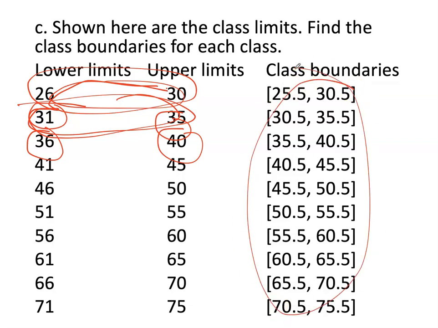Now, to be honest, if we're dealing with ages, we don't need class boundaries because nobody says, yes, I'm 50.5. Nobody says that. Ages are basically given as integers, not as halves or 40.5. But if we're dealing with temperatures or something else that's measurable like that, we might need class boundaries.